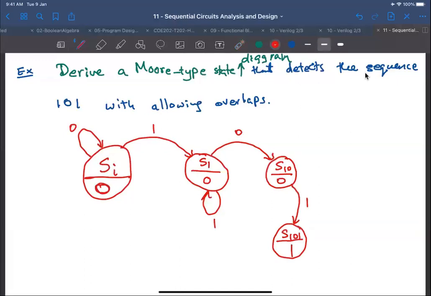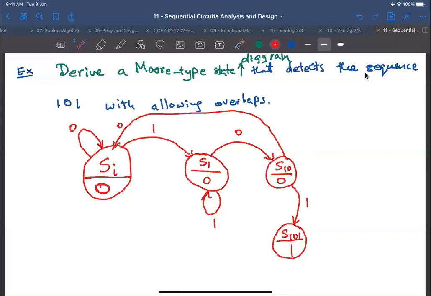By the same reasoning, I should go back to the initial state because I ruined the whole sequence now. I should go back and search from the beginning. So this is if I receive a 0. Okay? But now this is finished. This state here is covered, 0 and 1. Okay? This one now is remaining.